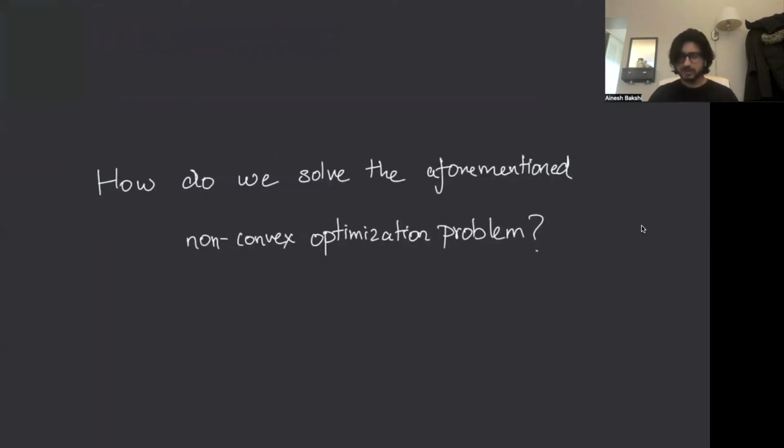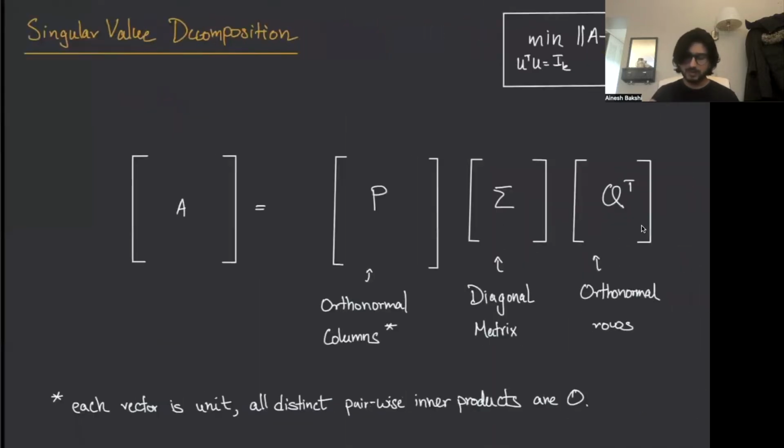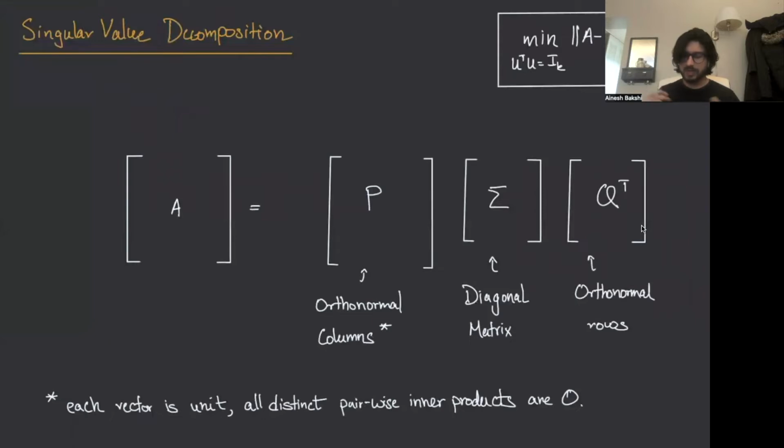So now I've described this non-convex optimization problem, and the burning question is, how do we solve it? Before I describe an algorithm to solve the problem, let me characterize what the optimal solution looks like. The optimal solution can be characterized using the singular value decomposition, where we take a matrix A, and the SVD for A is given by a product of three matrices, P, sigma, and Q transpose, where P has orthonormal columns, sigma is a diagonal matrix, and Q transpose has orthonormal rows.